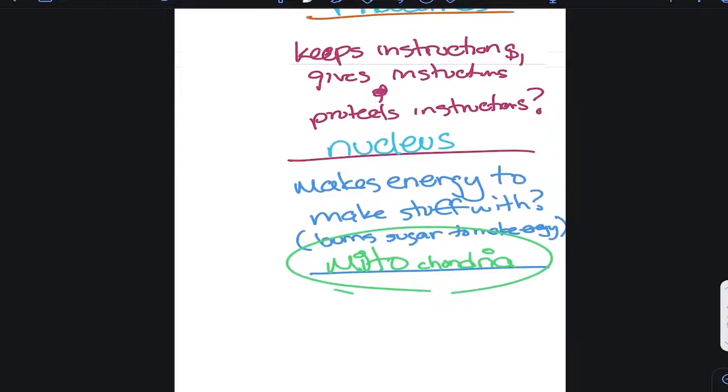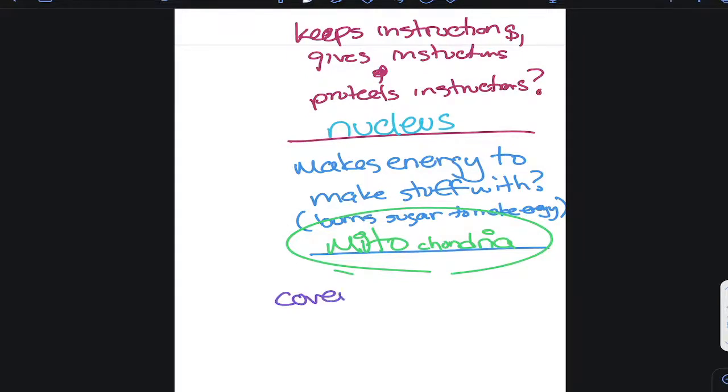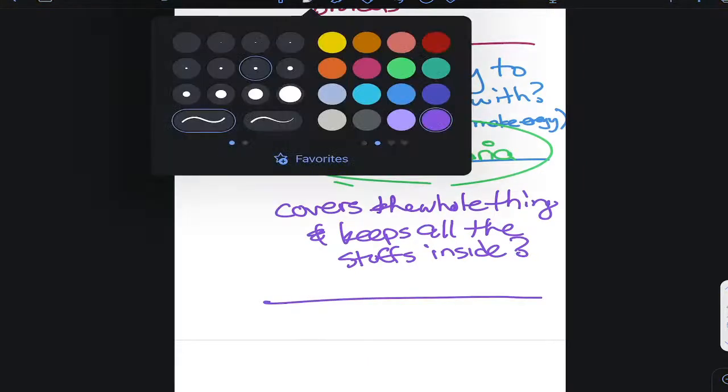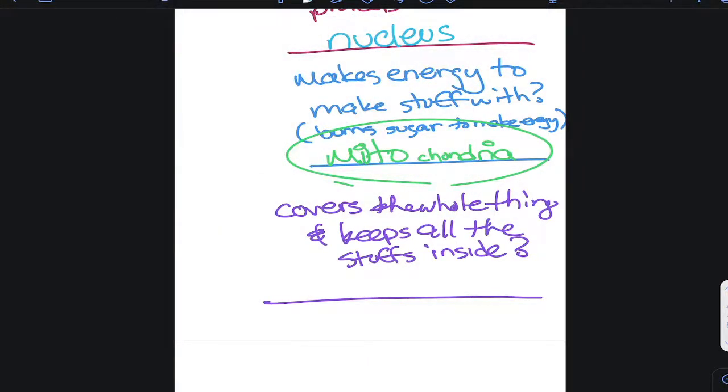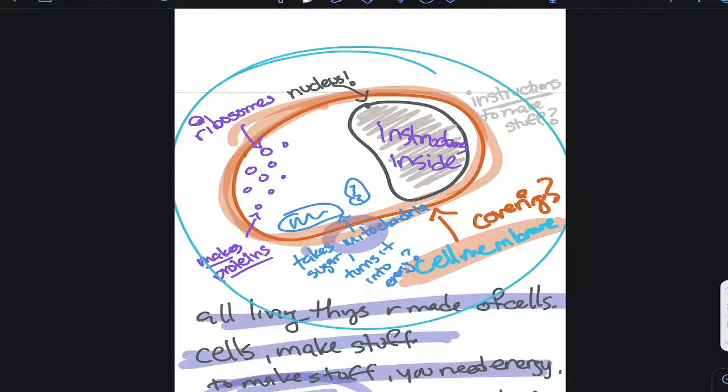Alrighty. And what part of the cell covers the whole thing and keeps all the stuffs inside? Okay? Pause and give it a shot. Alright, here comes the answer. Hopefully you've already paused and tried. Alright, and that would be the cell membrane. Okay? Alrighty, if you got that, great job. Those are the first 4 we've talked about. Again, we will talk about more in part 2.